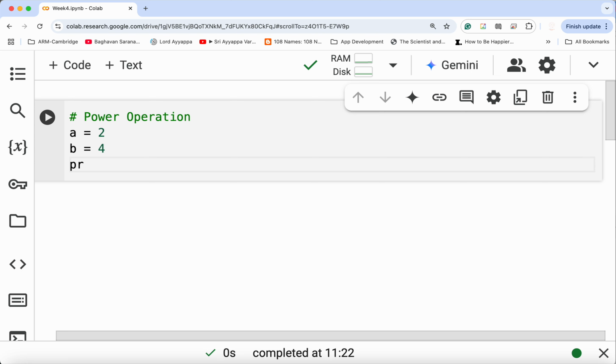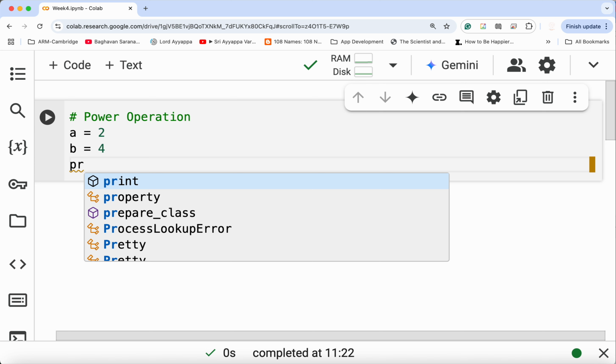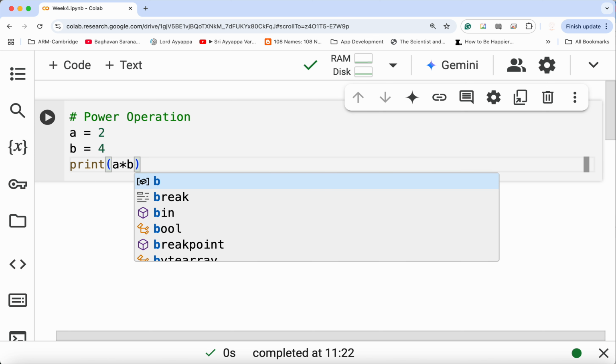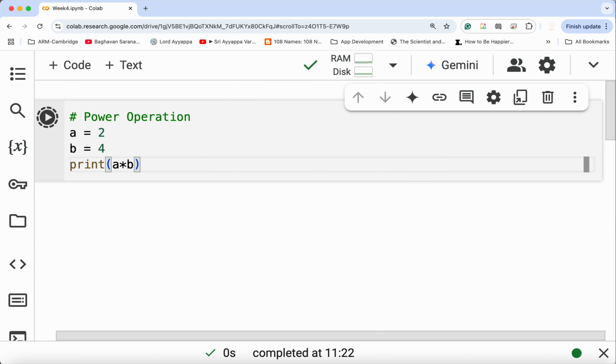So I have two variables here, a equals 2, b equals 4. If I say print a multiplied by b, the multiplication is the asterisk sign. So if I say a multiplied by b, I get 8.